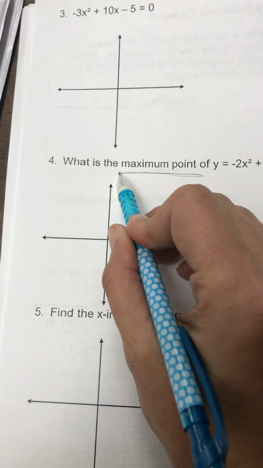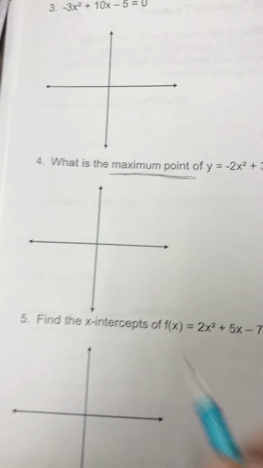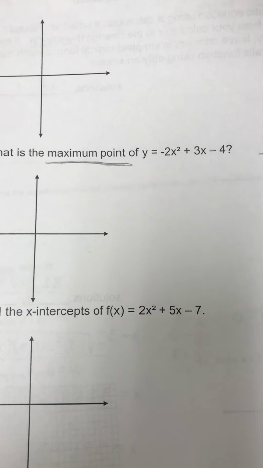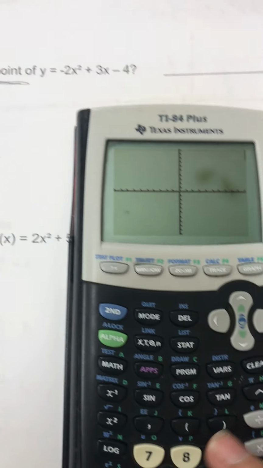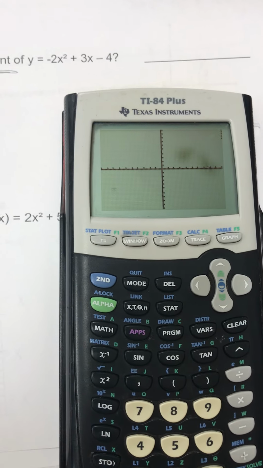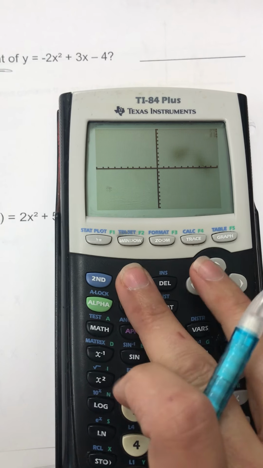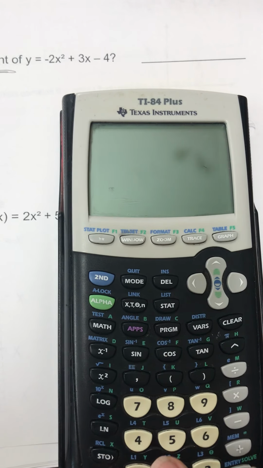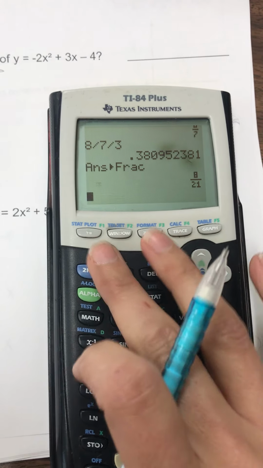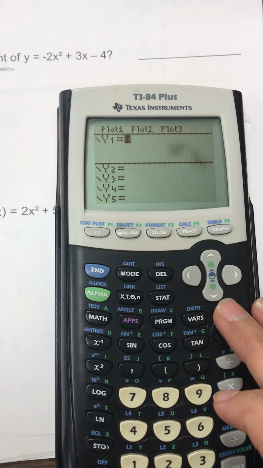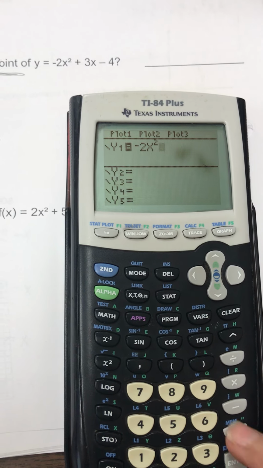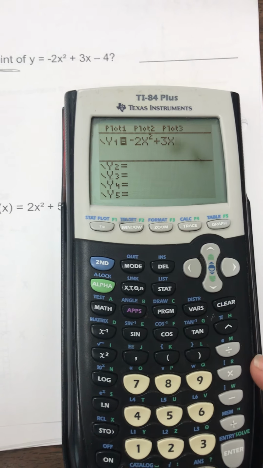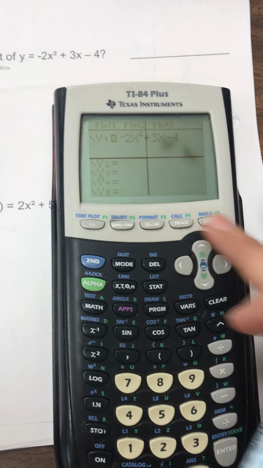It's not asking for you to solve the quadratic equation, okay? It's asking you for the maximum point. So you're going to type in negative 2x squared plus 3x minus 4 in your y equals. So y equals, clear it, negative 2x squared plus 3x minus 4. Graph.